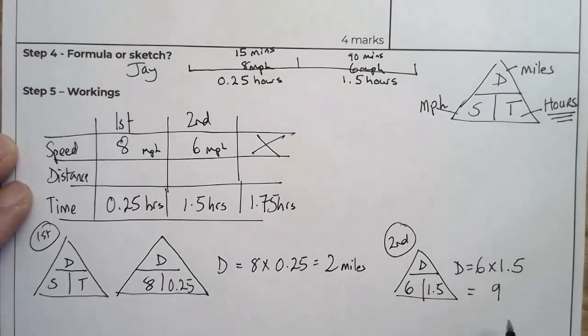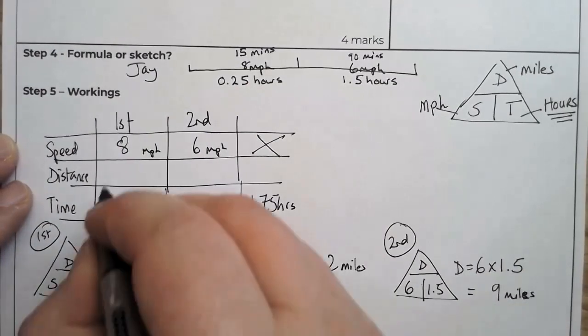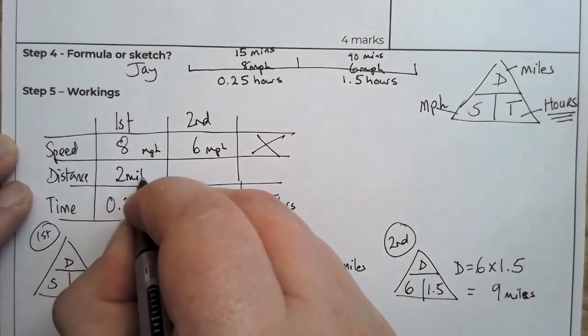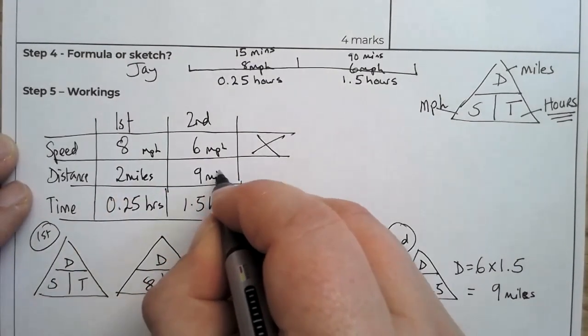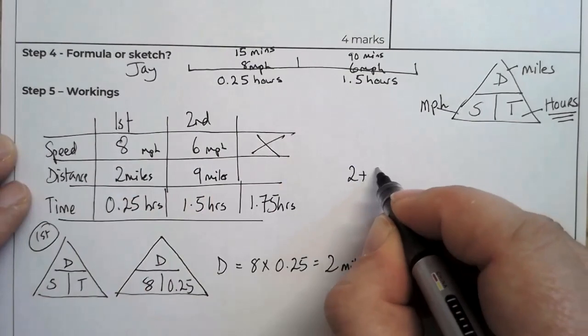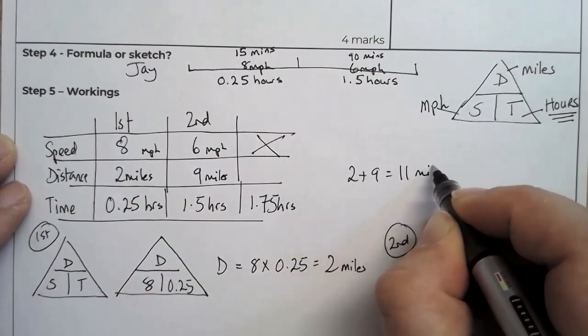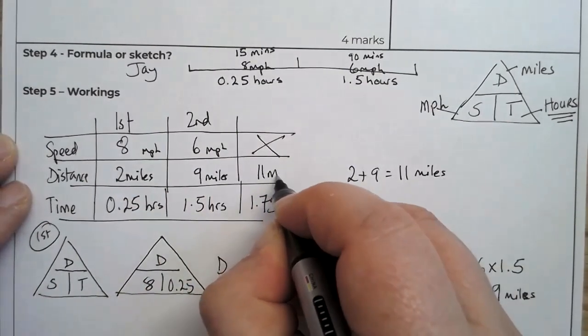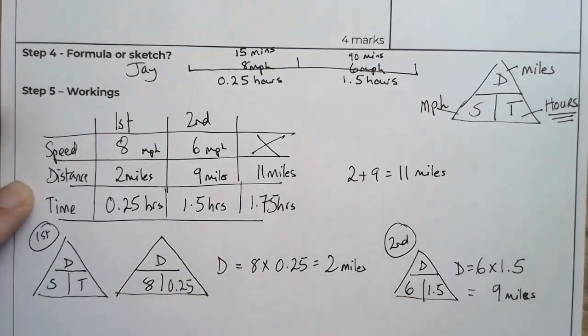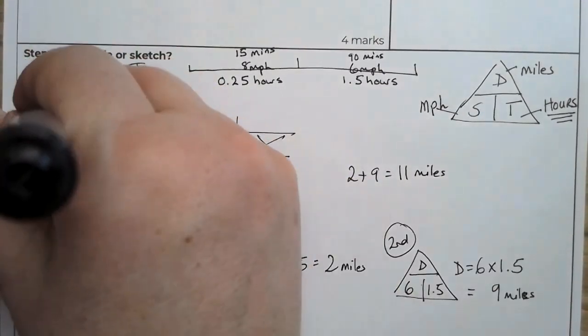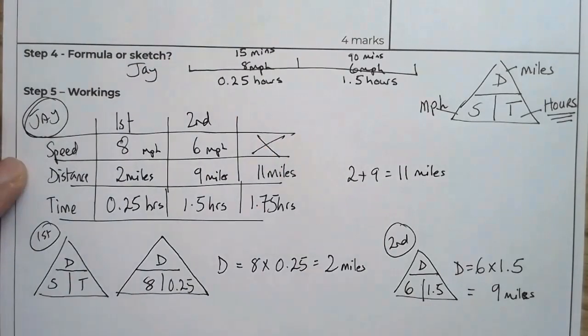So we've got 2 miles here and 9 miles here. So we're going to put them, 2 miles and 9 miles. And then we're going to do 2 plus 9 equals 11 miles. That's J. Okay, this is their journey.